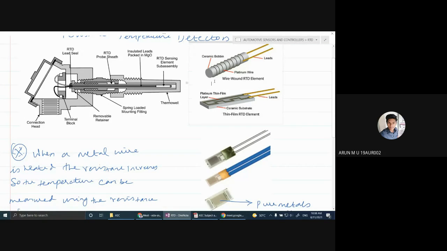Yes, sir. Similarly, as I have told you, the change in temperature will cause the platinum wire to heat or cool. Suppose we dip it in cold water, or in the furnace, the temperature will automatically decrease or increase. That temperature change is proportional to the change in resistance, and this change in resistance is measured using this RTD.